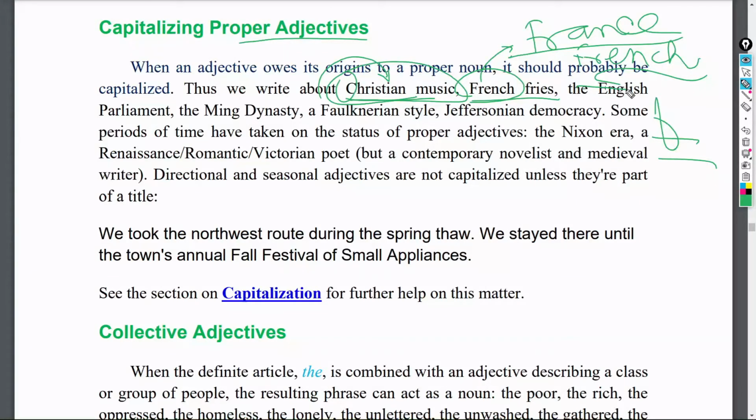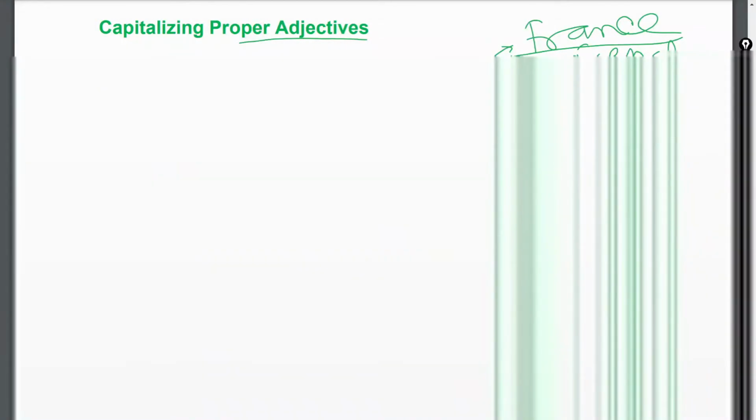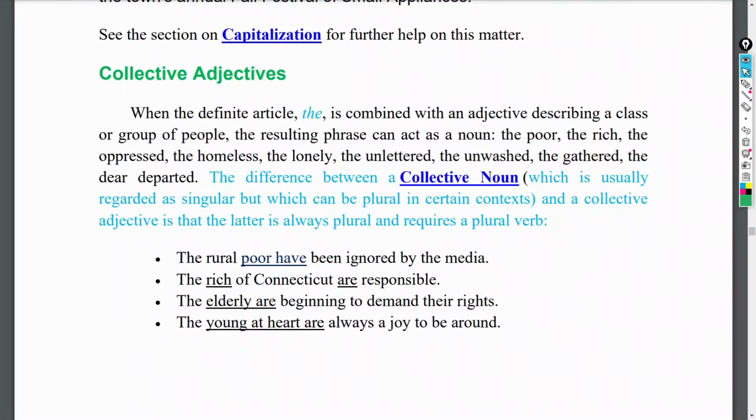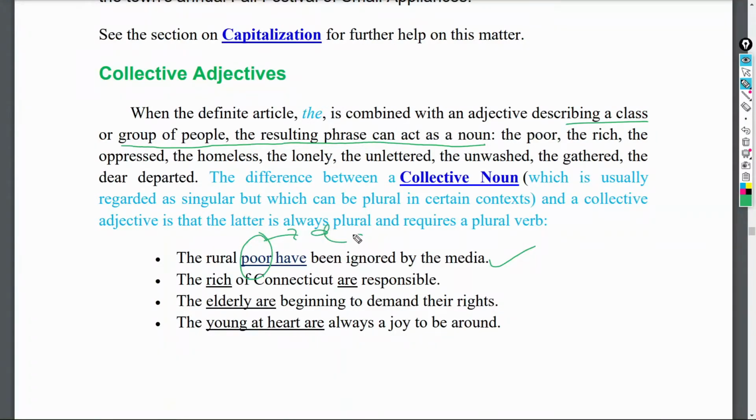Now, in order to tell the collective adjective, what we need to do, let us follow. When the definite article the is combined with an adjective describing a class or a group of people, the resulting phrase can act as a noun. तभी देखते हैं. The rural poor have been ignored by the media. तो ये अक्सर होता है. गरीब जो आदमी है वो आदमी को मतलब मीडिया में नहीं दिखाए जाते हैं. तो अभी देखते हैं. ये poor मतलब क्या था? ये poor था मतलब क्या? He is a poor man. ये क्या था? ये एडजेक्टिव था.